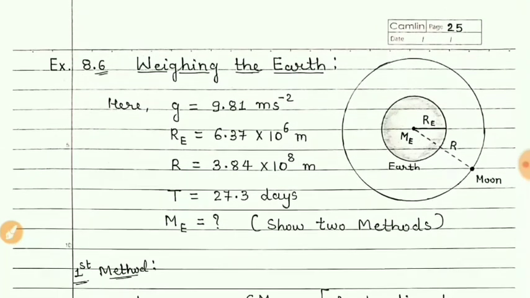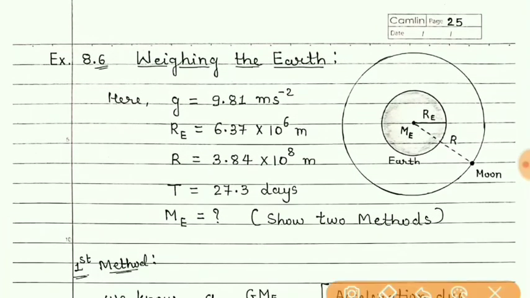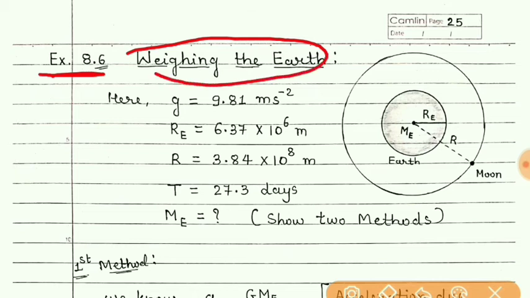Now example number 8.6. To find the weight or mass of the earth. So here we are going to find the mass of the earth by showing two different methods.